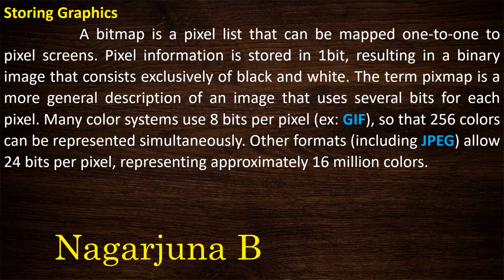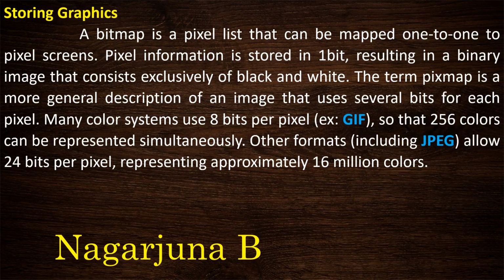The term pixmap is a more general description of an image that uses several bits for each pixel. In the case of a bitmap, each pixel has 1 bit, whereas for a pixmap, each pixel has several bits. Many color systems use 8 bits per pixel.